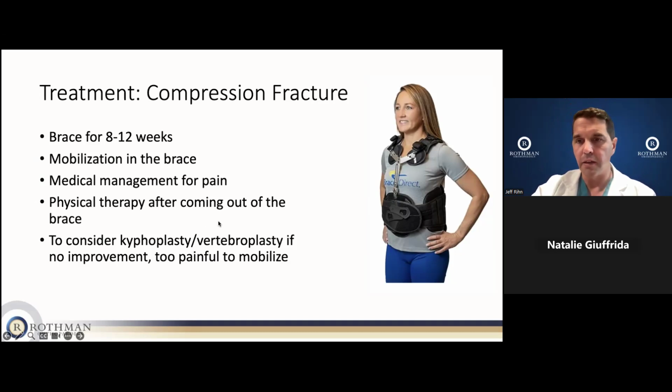If it's not getting better and the patients have trouble mobilizing, that's when we may want to consider doing kyphoplasty or vertebroplasty.